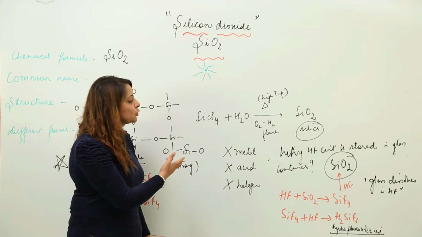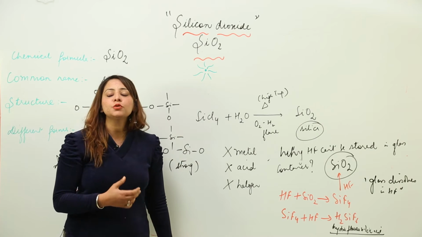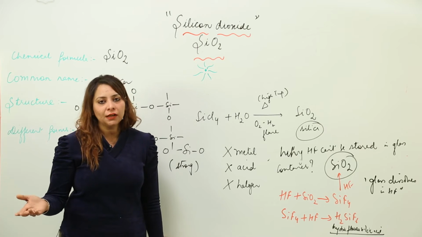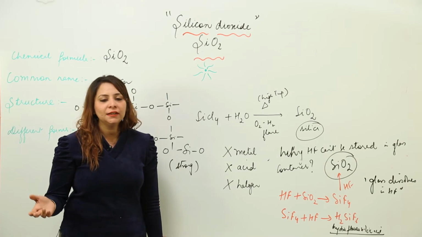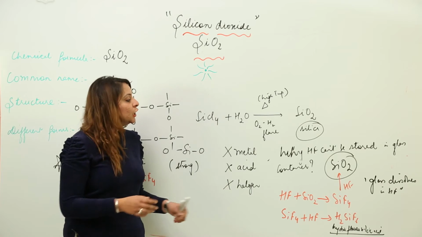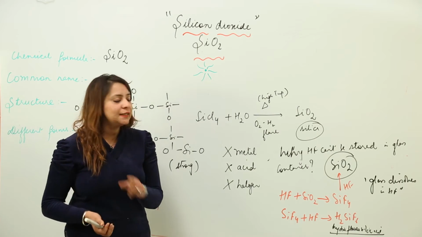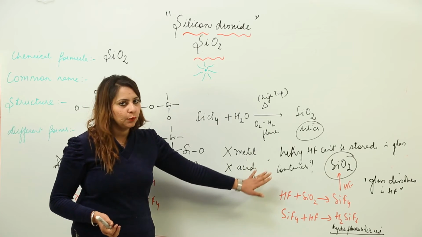So rather than storing in a glass container, we prefer to store them in a copper container or some other metal container, because the reaction doesn't occur with that. It is inert towards metals, acids, halogens, as we have seen. So definitely we cannot store HF in a glass container, and what is the reason? You are familiar with it.